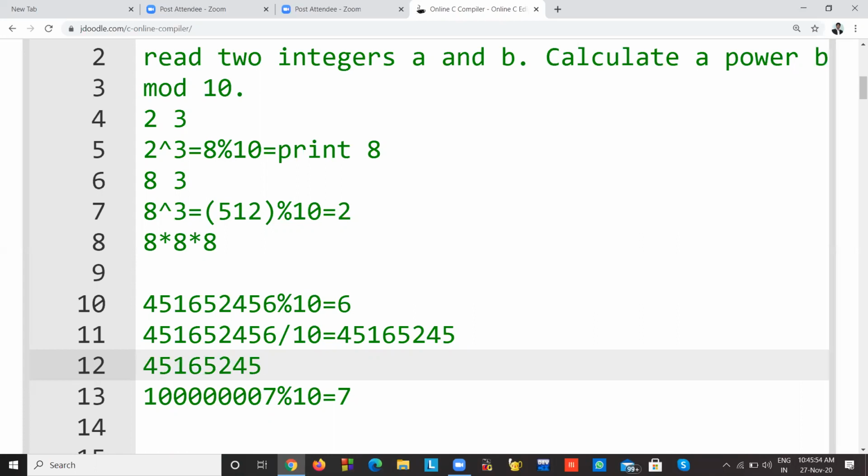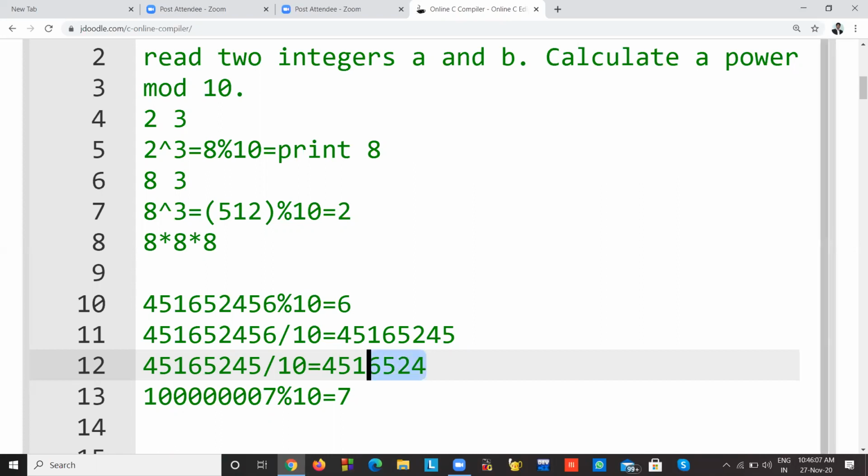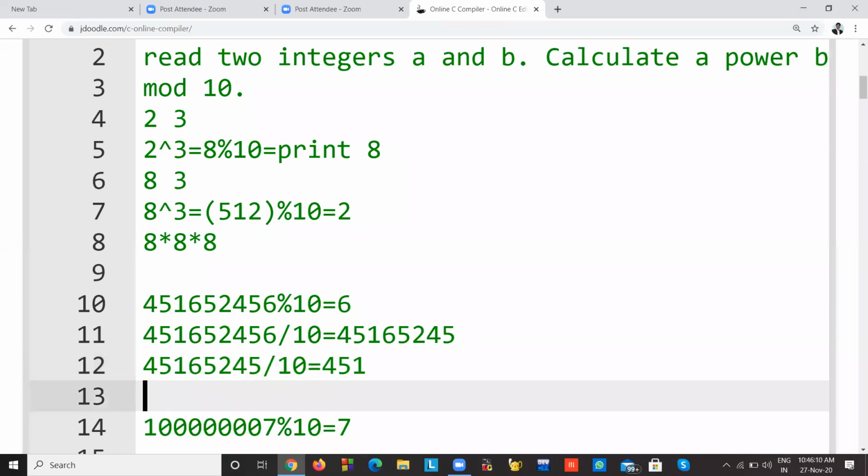Okay, now this is the number. Now I am dividing this number with 10. What is the answer? So the answer is 4516524. Okay, so let me do this.